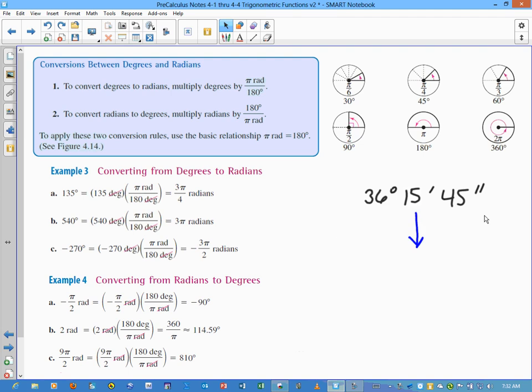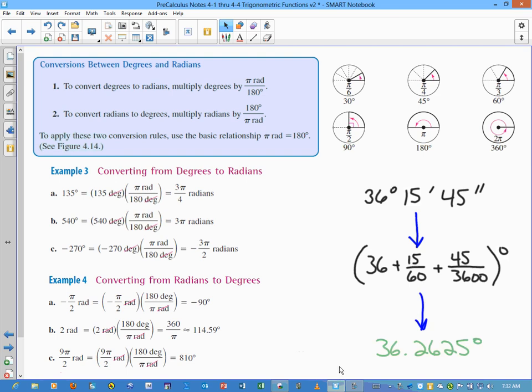We want to change it all to a decimal form. So the idea is 36 is our degrees. The 15 is how many 60ths of a degree I have. And the 45 would be a 60th of a 60th. So algebraically, that would look like this: 15 over 60 and 45 over 3,600. Because this is 60 to the first power, this is 60 to the second power. And when you do the arithmetic, you're going to end up with 36.2625 degrees.